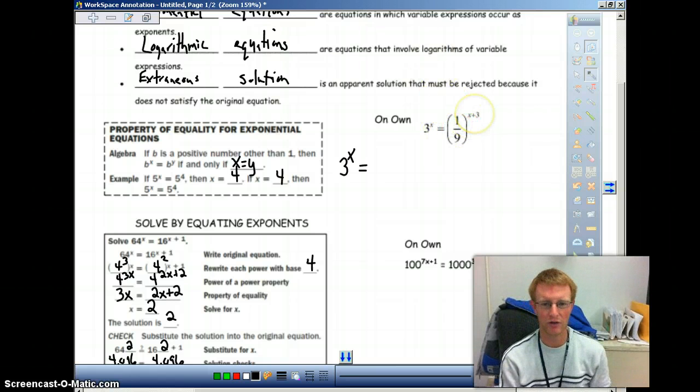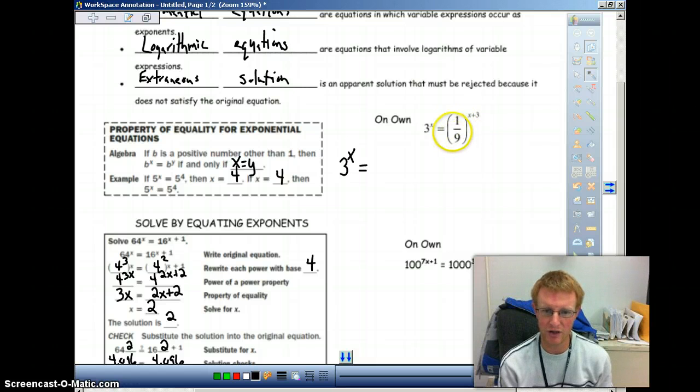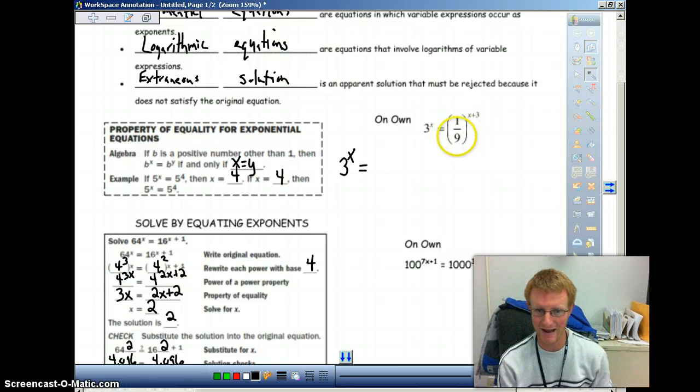And again, I know you guys struggle with this, but think of it this way. You know that 3 squared equals 9, but because it's a fraction, just make it negative 2. If 3 squared is 9, then that means 3 to the negative 2 will be 1/9, because a negative power creates fractions. So this will end up being 3 to the negative 2 to the x plus 3.